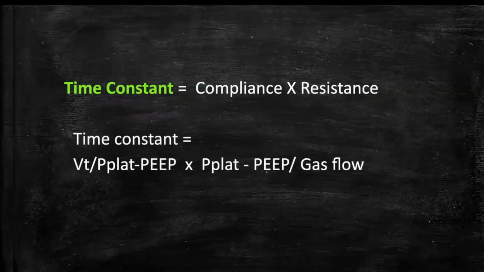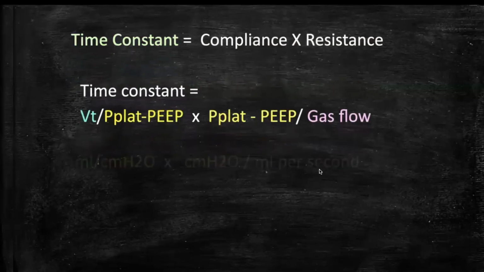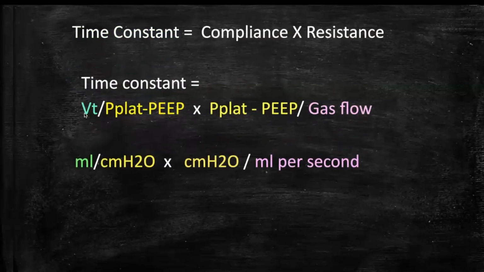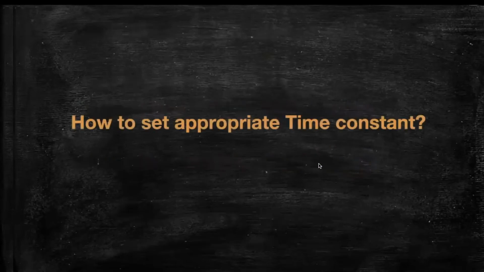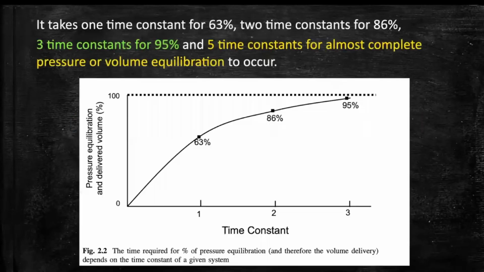Thus, time constant is equal to compliance, which is Vt divided by plateau pressure minus PEEP, multiplied by resistance, which, as we discussed just now, is plateau pressure minus PEEP divided by gas flow. The Vt is expressed in ml, plateau pressure minus PEEP is expressed in centimeters of water, and gas flow is expressed in ml per second. If they cancel mathematically, we are left with only seconds, and that's why time constant is appropriately represented in the unit of seconds. Now the question is how to set up a time constant.